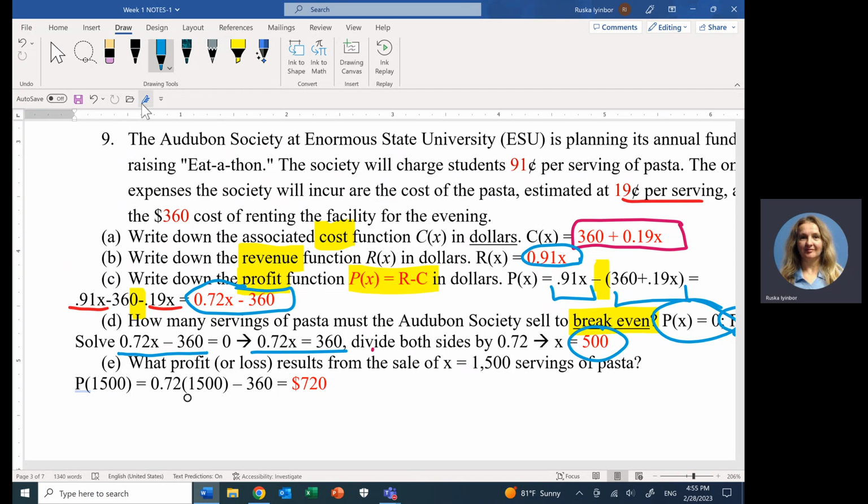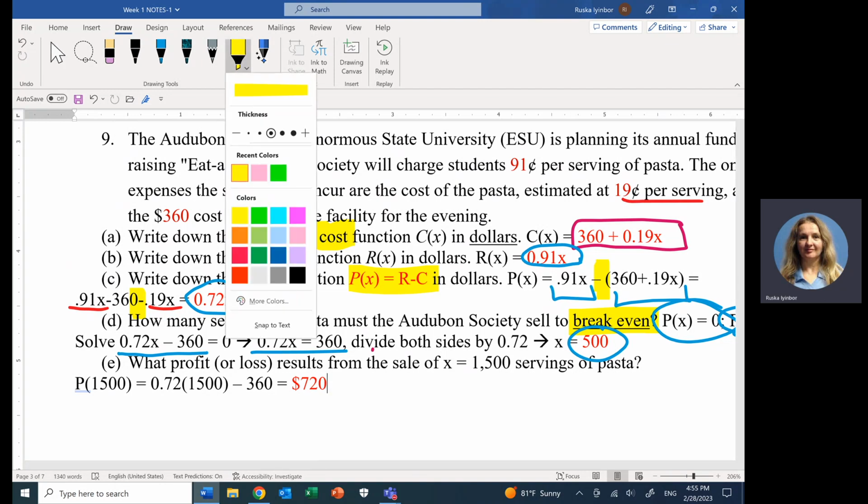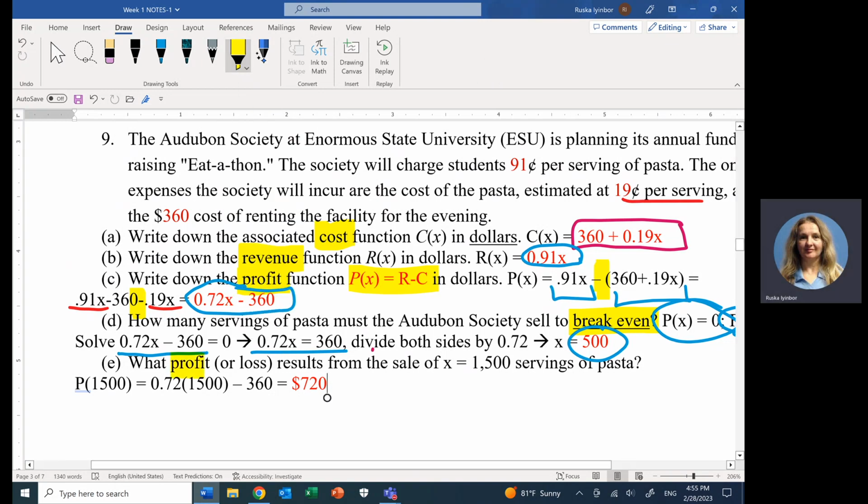Okay. The next one is they're asking what is the profit or the loss result from the sale of 1,500 servings of pasta. So what that means, you replace x with 1,500 in the profit function, because they're asking what is the profit, not what is the cost, not what is the revenue. They're asking what is the profit. So you're using the profit function, this one over here, and replace x with 1,500.